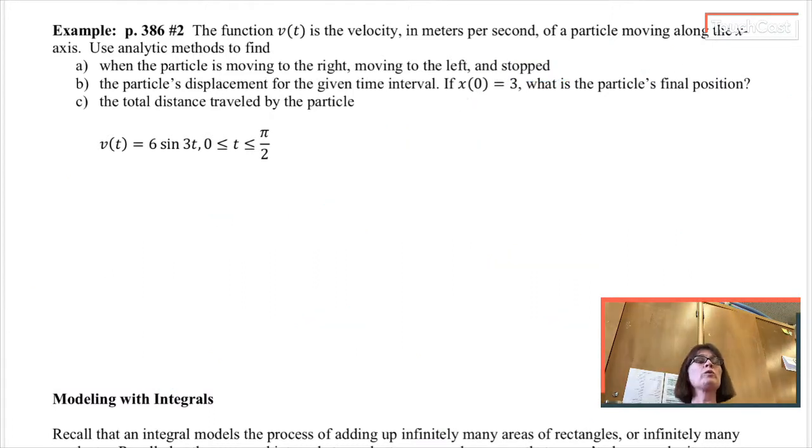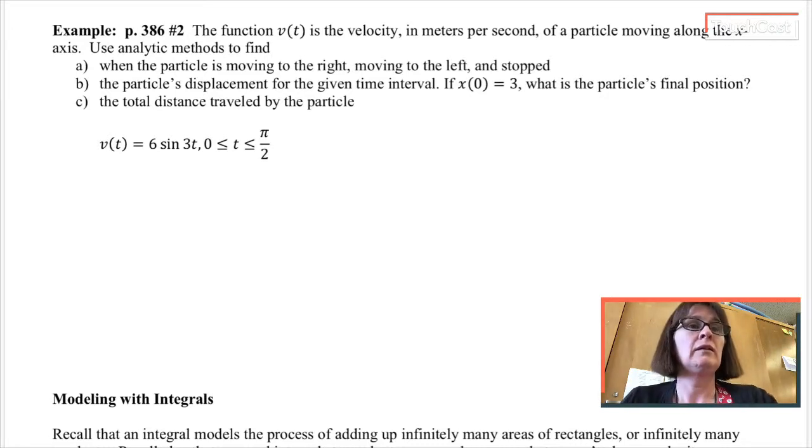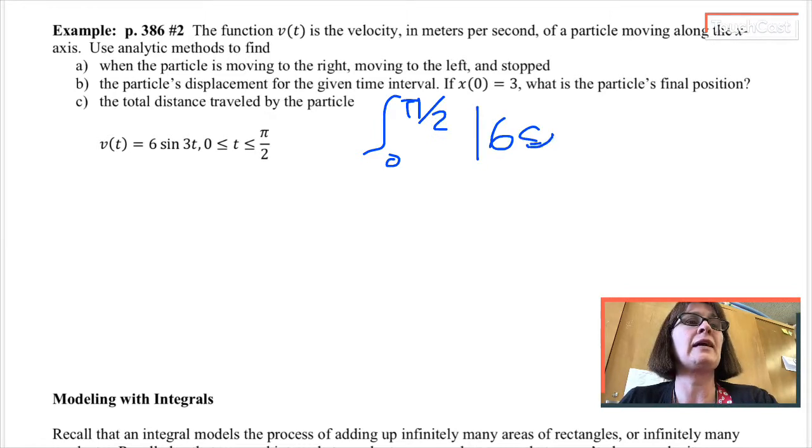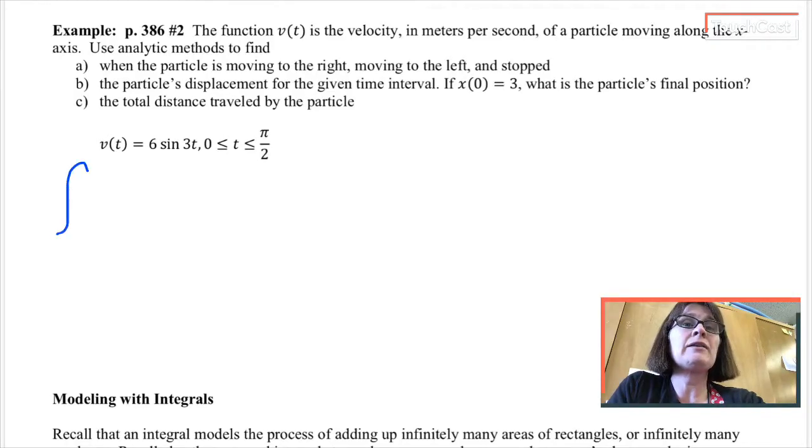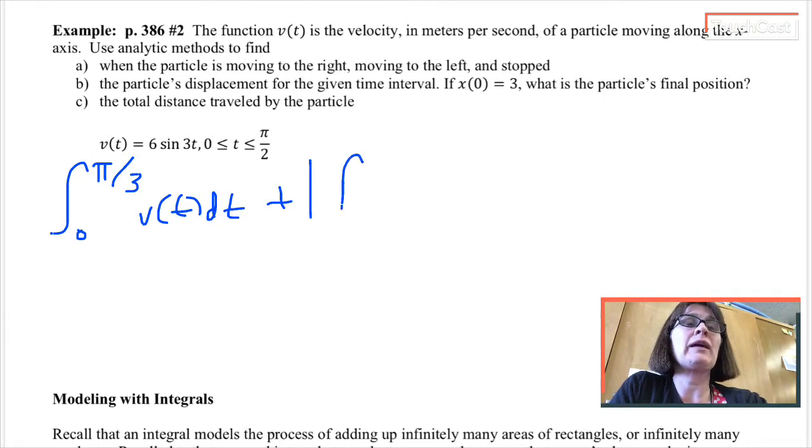So now it's time to find total distance traveled. If this were a calculator problem, I would type in that I wanted the integral from 0 to pi over 2 of the absolute value of 6 sine 3t dt. It's not a calculator problem. This is the place where I want you to find this total distance traveled by hand. So this means I'm going to integrate from 0 to pi over 3 v of t, and then I'm going to add the absolute value of what I get when I integrate the velocity from pi over 3 to pi over 2.